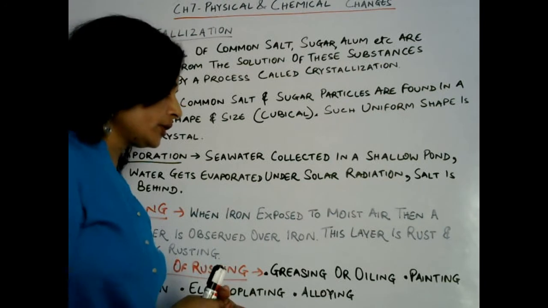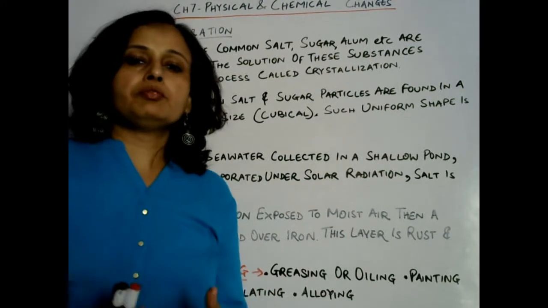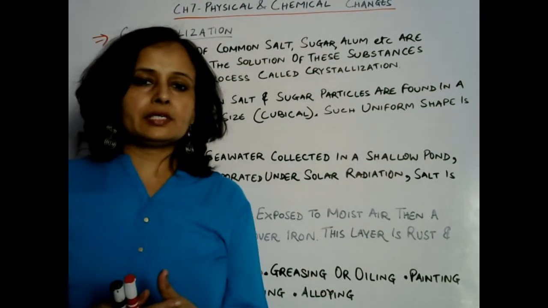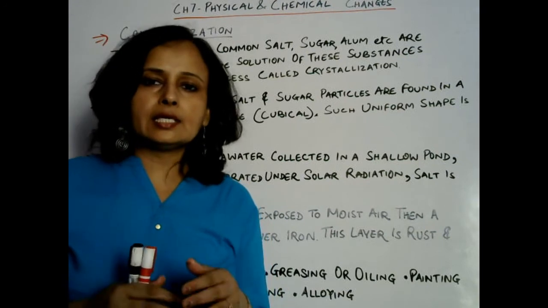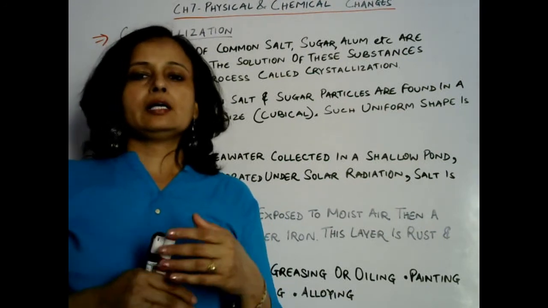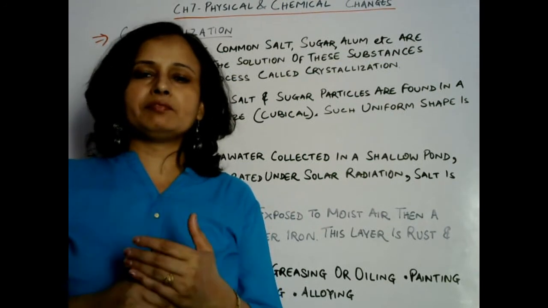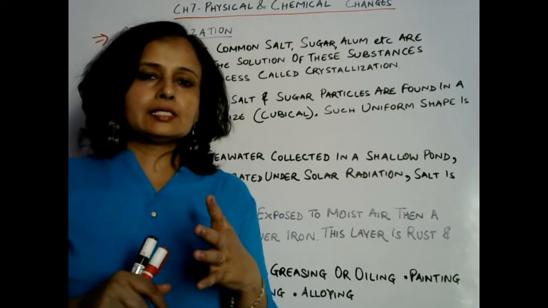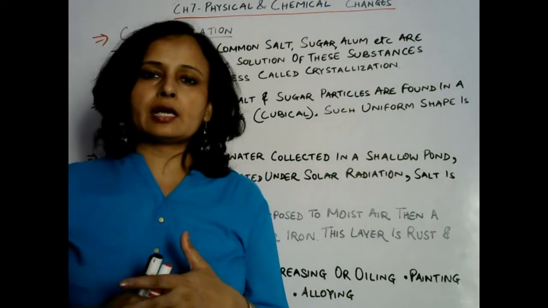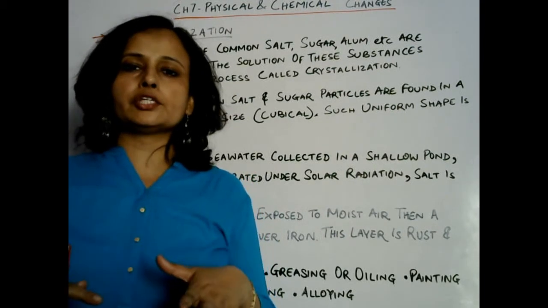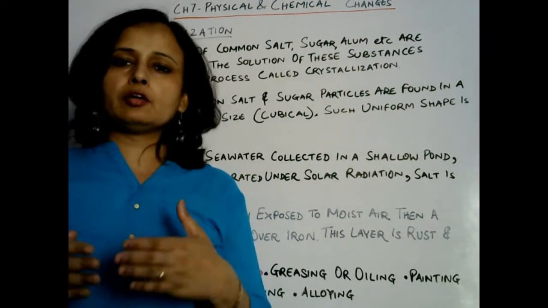Next one is alloying. The formation of an alloy of iron will prevent rusting, and stainless steel is an example of alloying, that is an alloy of iron, and finally it will prevent rusting, because rusting is a process of reaction between iron and moisture, that is water and oxygen.